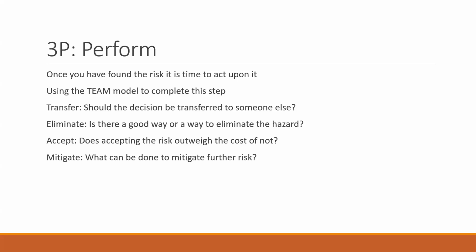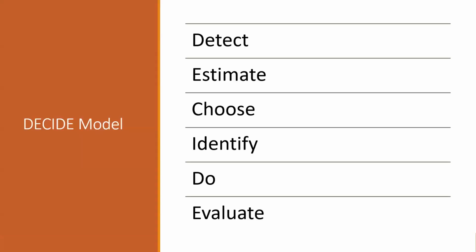So using this TEAM model, you can perform on the risks: you can transfer, eliminate, accept, or mitigate. And using this 3P model, you can hopefully mitigate or eliminate risk. Alrighty, the DECIDE model. So DECIDE is detect, estimate, choose, identify, do, evaluate. This is another model to help you identify, decide what to do, and then perform on that risk.